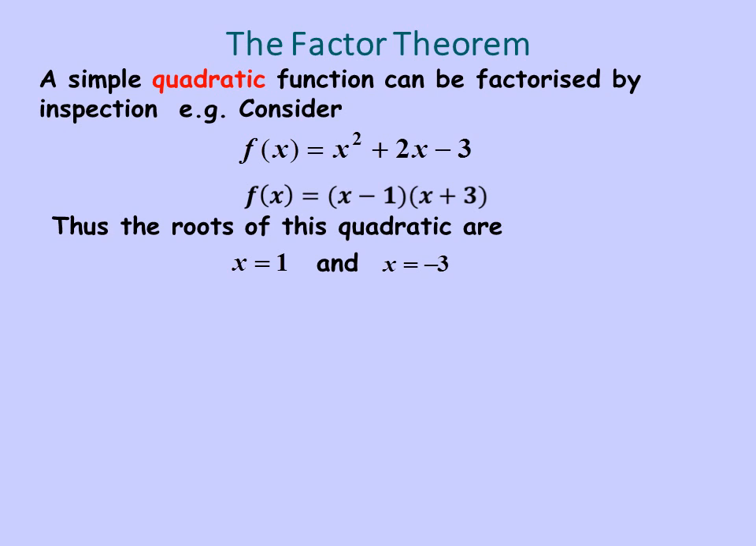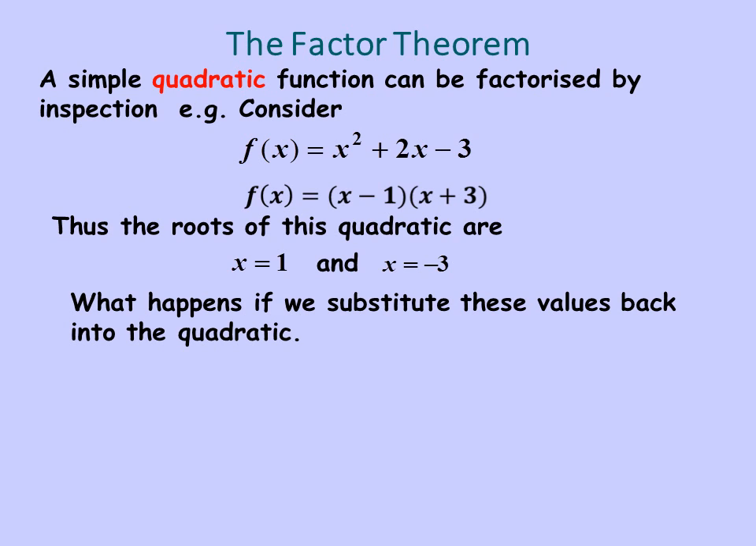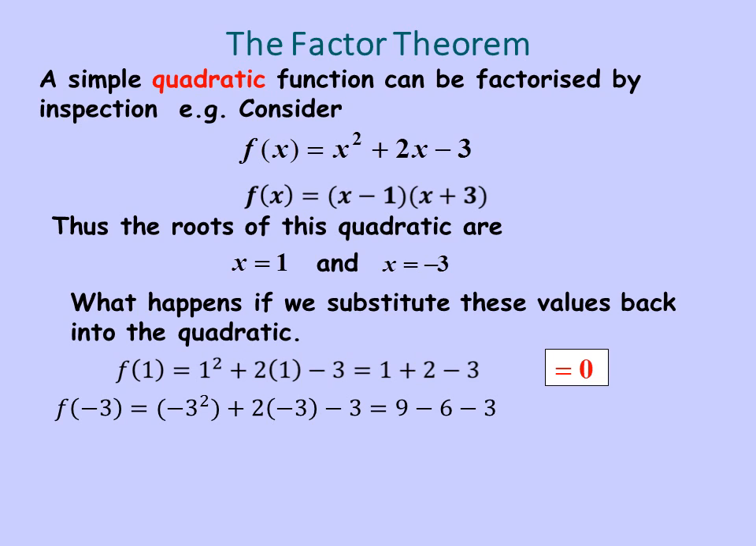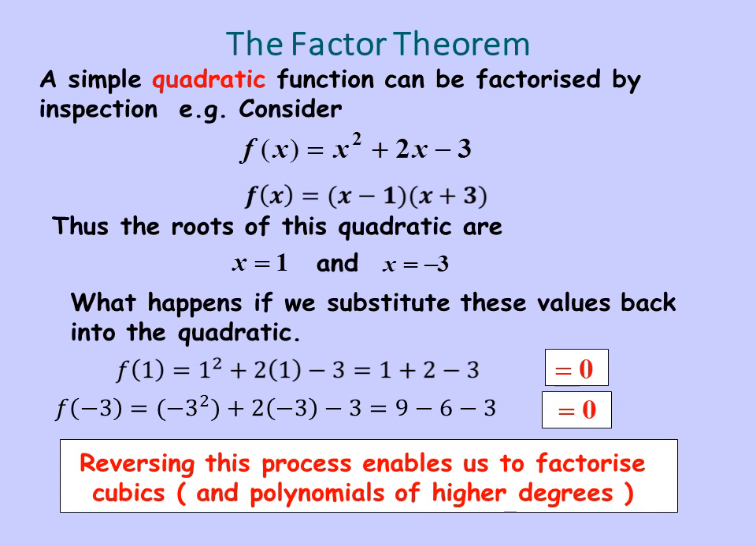Thus, the roots of this quadratic are x is equal to 1 and x is equal to negative 3. What happens if we substitute these values back into the quadratic? If we substitute in x is equal to 1, we get 1 plus 2 minus 3, which equals 0. Substituting in negative 3 into the quadratic gives you 9, take away 6, take away 3, which also equals 0. Reversing this process enables us to factorize cubics and polynomials of higher degrees.